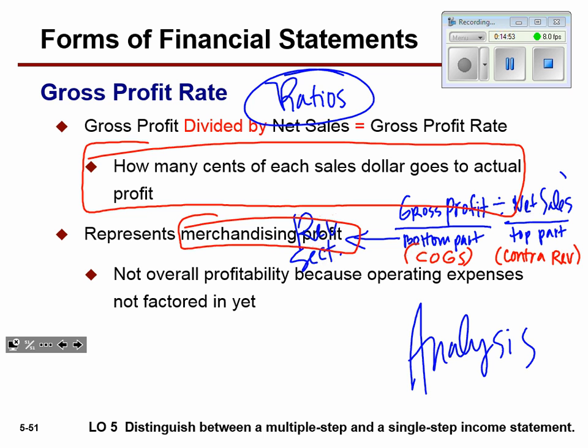Okay, if I'm selling cans of corn at Willie's, I'm selling them for $10 and my cost of goods sold was $9. Well, maybe I should find cheaper corn to buy, so I make more of a gross profit. I have higher cents on each dollar that's coming in.